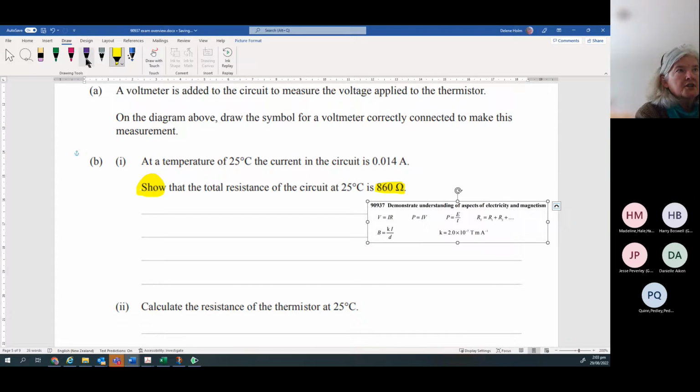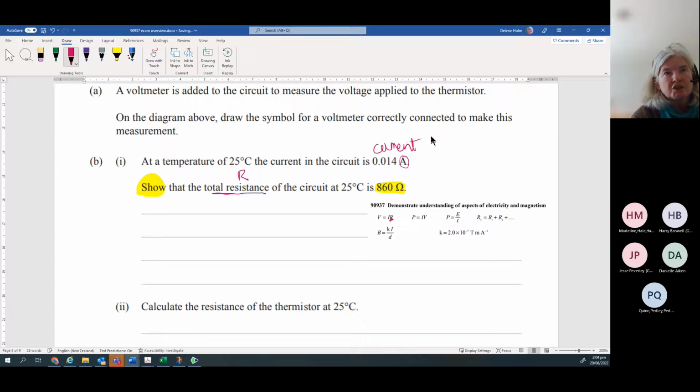So again, you've got to show what the total resistance is. So this is R. So we know, yep, you're way ahead. So we've got total resistance, and where do we find resistance? We find R over there. We know ampere, A is ampere, so we know this is current, which is given the symbol I. So we know that one.